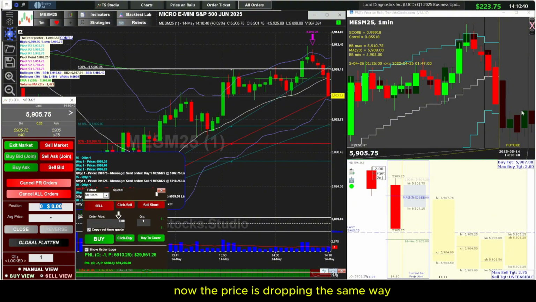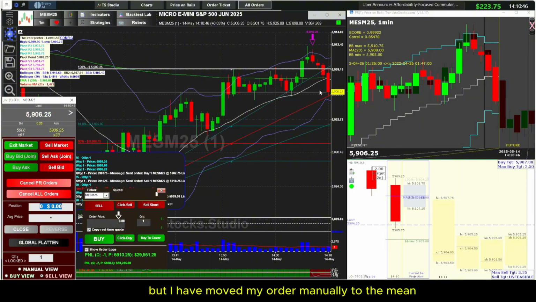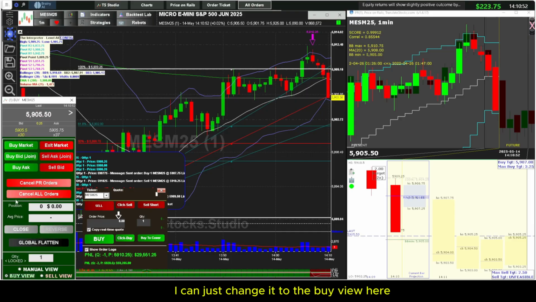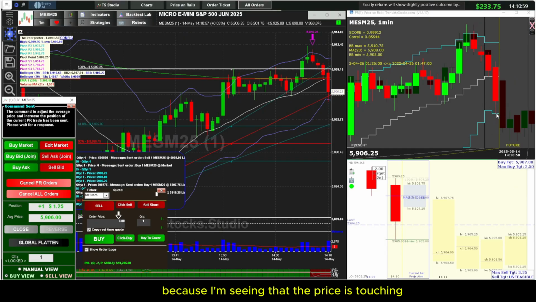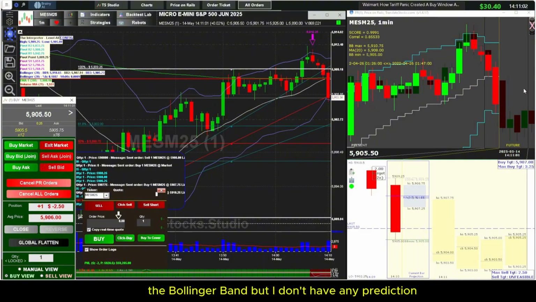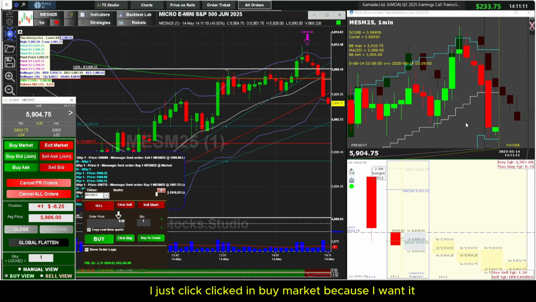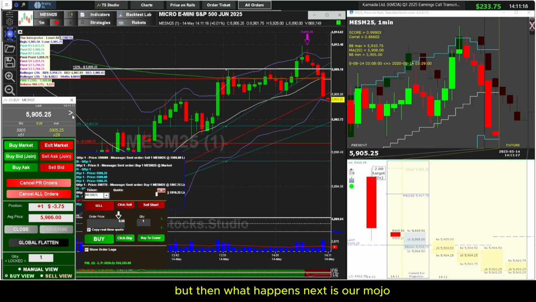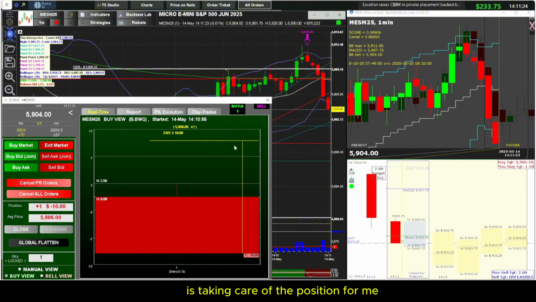Okay? Now the price is dropping the same way we have predicted before, but I have moved my order manually to the mean because the mean was higher than before. But if I want, I can just change to the buy view here and enter buying, because I'm seeing that the price is touching the Bollinger Band, but I don't have any prediction. So my buy here was completely nonsense. I just clicked buy market because I wanted. It was a good feeling. That could be completely wrong. But then what happens next is our mojo, the system, is taking care of the position for me.